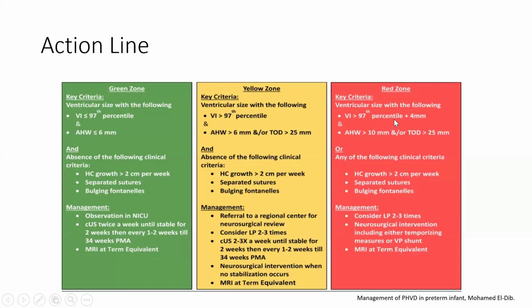If it is your 97th centile plus 4 mm, like in our case, it is already crossed. Anterior horn is more than 10 mm, thalamo-occipital distance is more than 25, or any of the clinical signs or symptoms, then definitely the baby is fit for therapeutic intervention. Initially lumbar puncture, and followed by that we need to think about neurosurgical intervention if it is not settled.